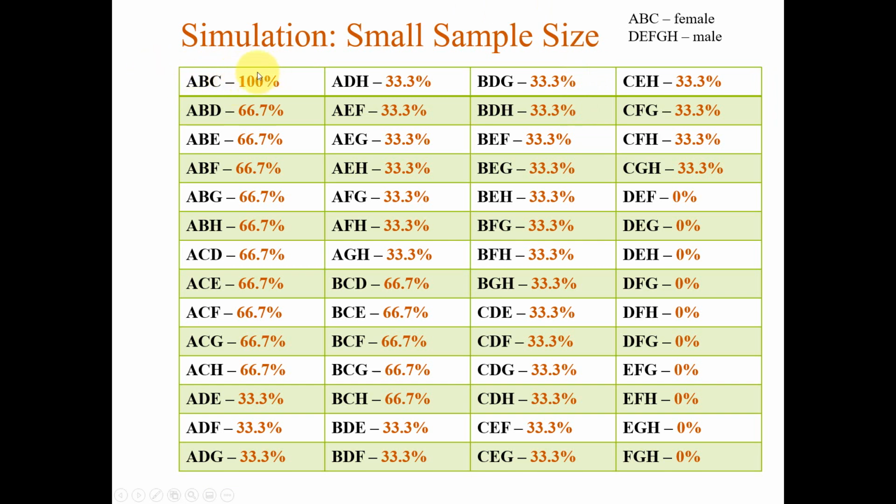100% of the sample is female, so 3 out of 3. While this one would be 2 out of 3, 66.7. This would be 1/3, 1 out of 3, because A is the only one that would be female. And then this one, 0%, 0 out of 3 would be female.